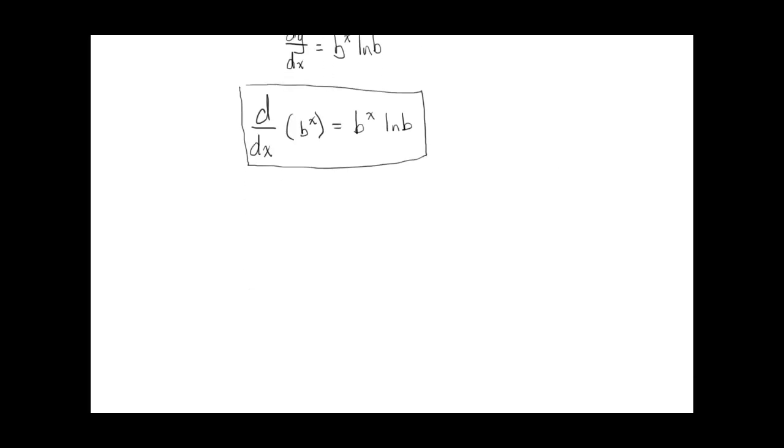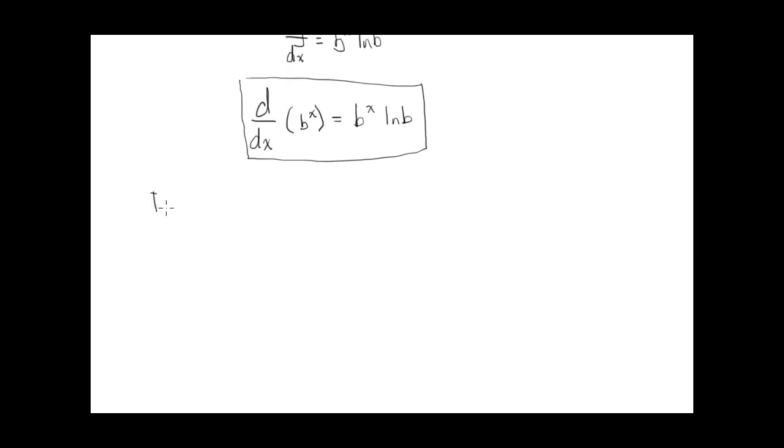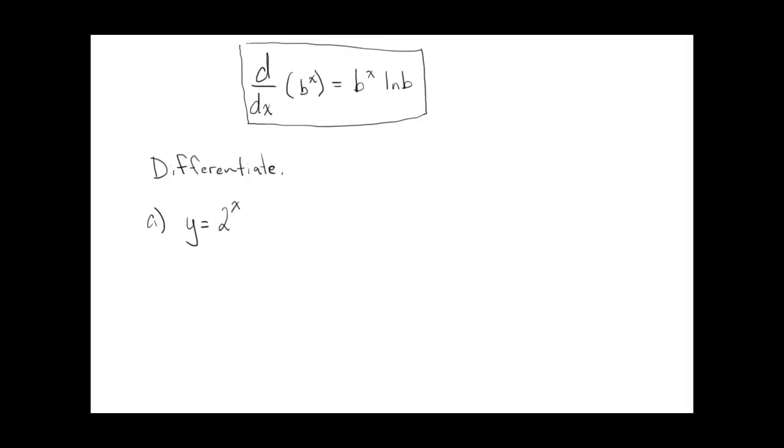Okay, you could do a couple examples here. Say we wanted to differentiate a simple one, y equals 2 to the x, then that would be dy by dx. That's just a straight application of the rule. That would be 2 to the x ln 2. And that's the derivative of 2 to the x.